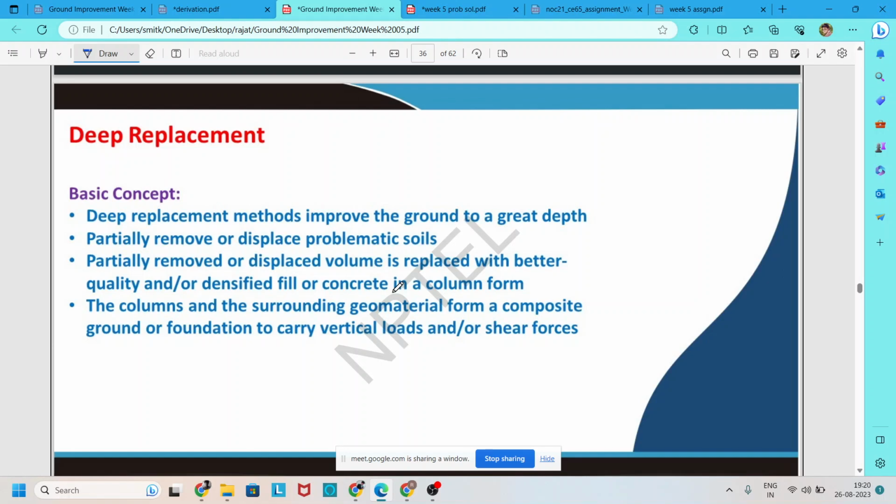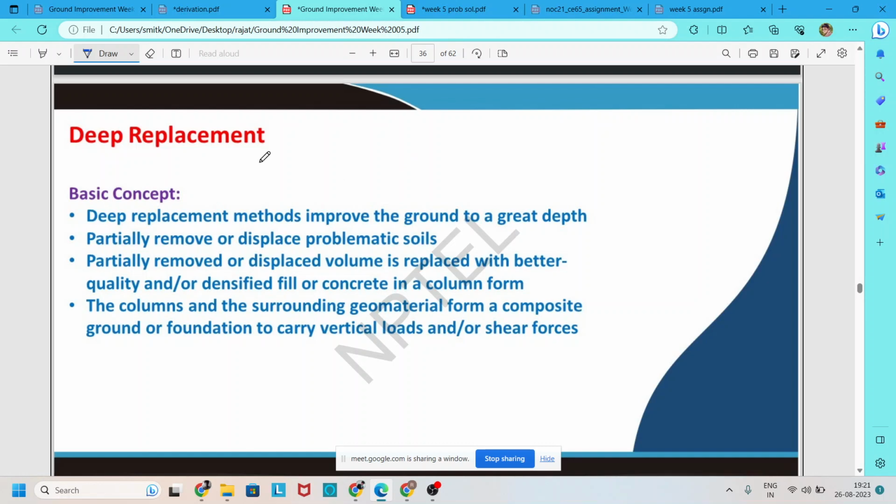It is said that the deep replacement method improves the ground to a great depth and partially removes or displaces problematic soil. This problematic soil is replaced by a better quality and higher density fill, or concrete, in a column to form a column. This column and the surrounding geometry form a composite ground for the foundation to carry the vertical loads and shear force.